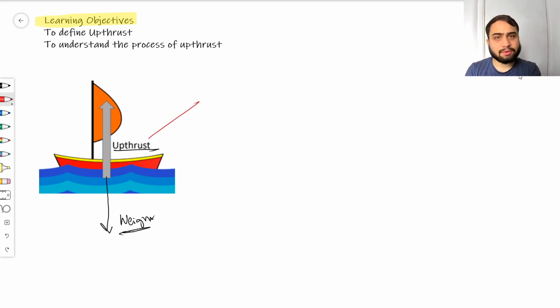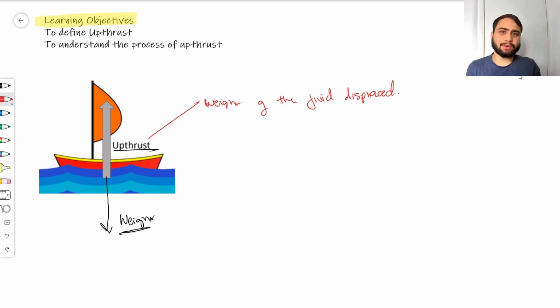And upthrust is really nothing but the weight of the fluid, which in this case is seawater, displaced. Okay, so this really simple definition actually means quite a deep thing. This really tells us why certain things float and why certain things don't float. Really and truly, to have something float, the weight of the fluid being displaced by the object has to be equal to the weight of the object itself.